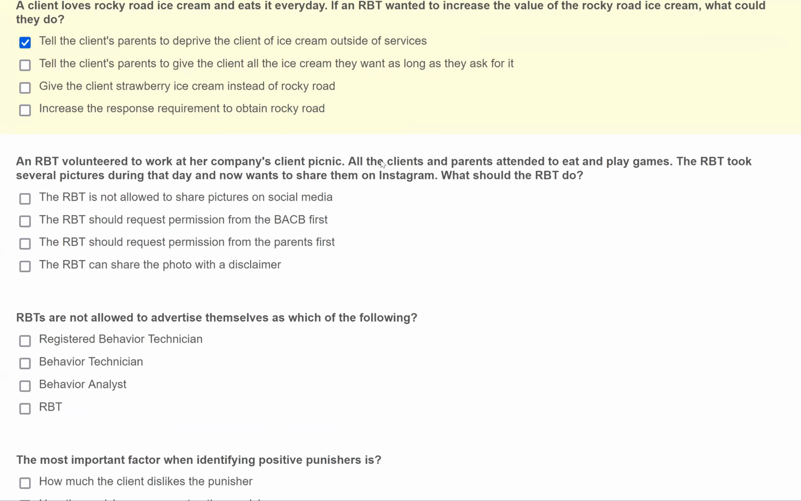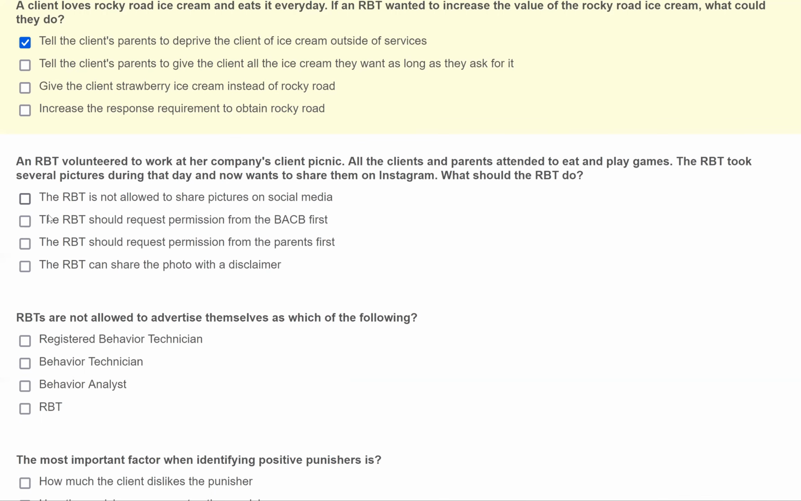The ethics code states RBTs do not post clients on social media. There's no stipulation. There's no if, but I have that. They just say RBTs don't do it. Okay. That's what the ethical code says. So in this case, you have all these pictures from the company picnic. You want to post them, you just can't. Okay. A says the RBT is not allowed to share pictures on social media.